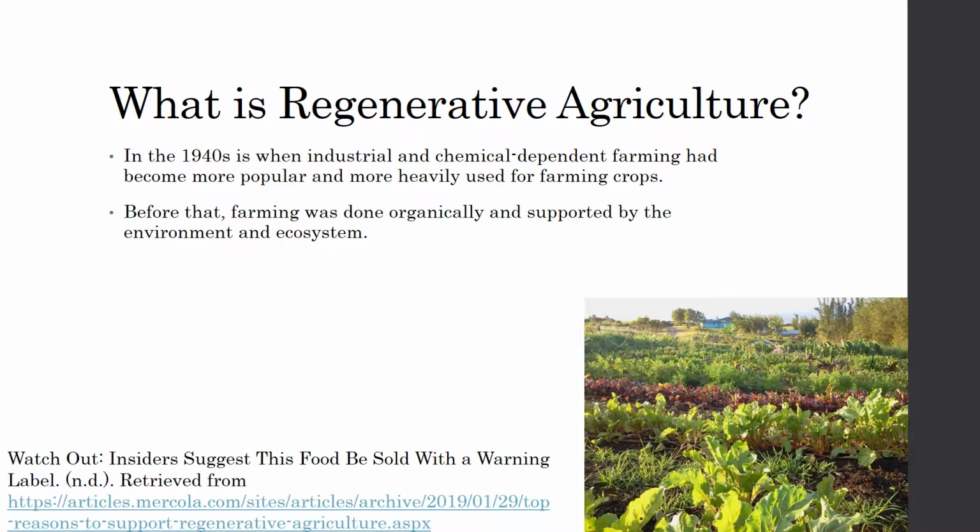So some history on regenerative agriculture. In the 1940s, industrial and chemical-dependent farming became more popular and more heavily used for farming crops. Before that, farming was done organically and supported by the environment and the ecosystem. So in the 1940s is really when the use of chemicals for farming came out, and now with regenerative agriculture, we want to try to get back to farming more organically and using the environment, such as the soil.